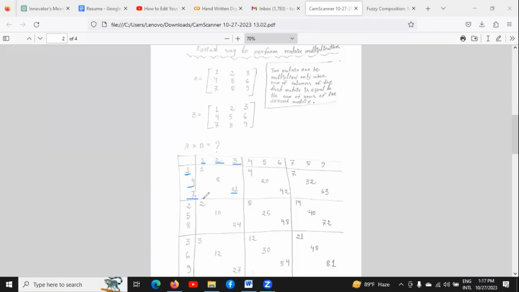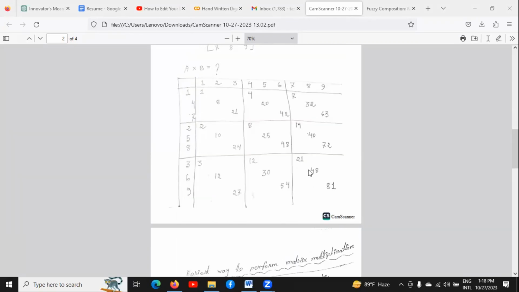Similarly, in this row, we will multiply 1 with 2, 2 with 5 and 3 with 8. Then we will get 2, 10 and 20. Similarly, we will fill up the entire chart.